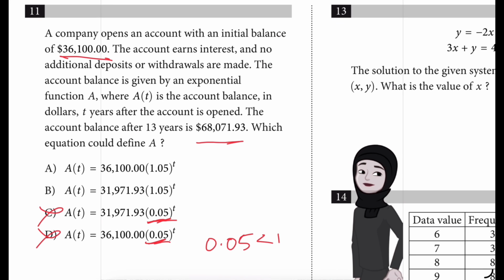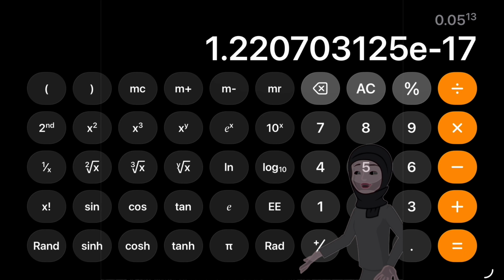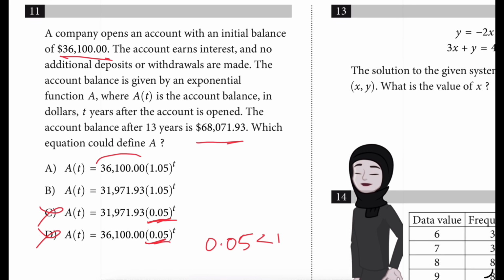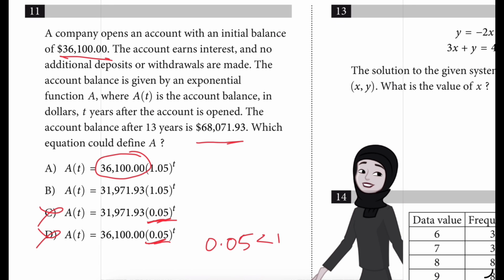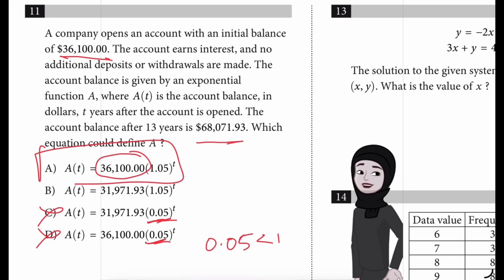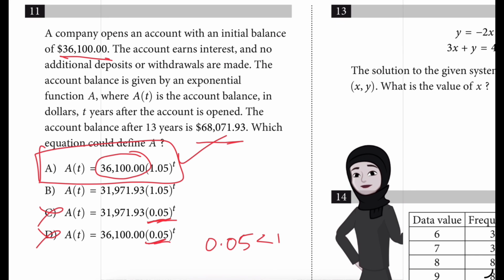For example, if I show it on the calculator, if I raise 0.05 to the power of 13, it has become 1.22 e raised to the power of negative 17. It has become so small. So it will decrease, and we can eliminate those two choices. Now between A and B, we can observe that the initial value of 36,100 is there in answer choice A. So A is the correct answer.